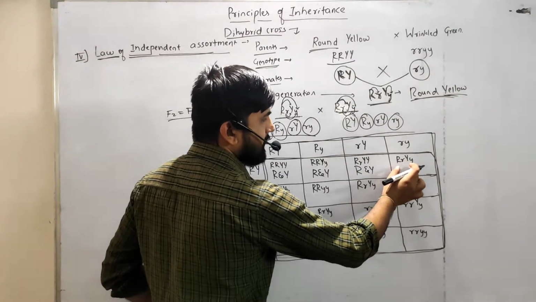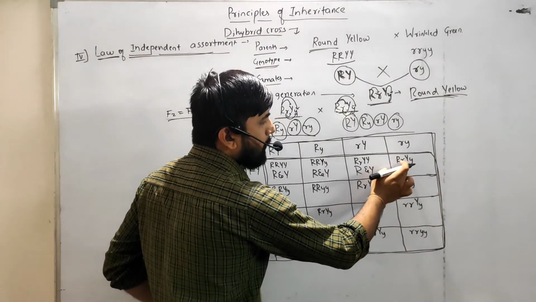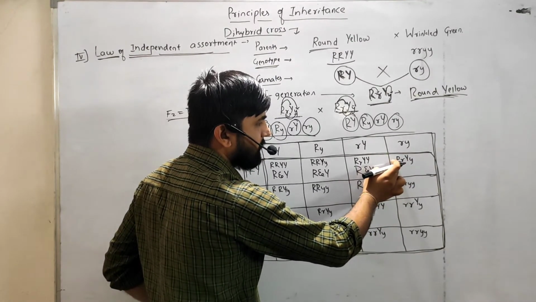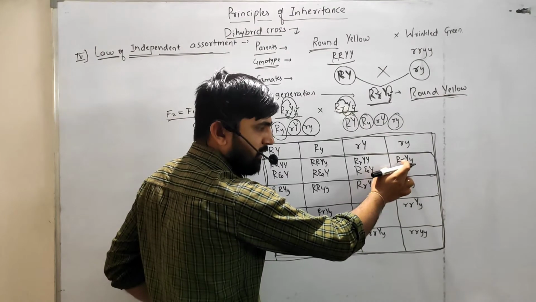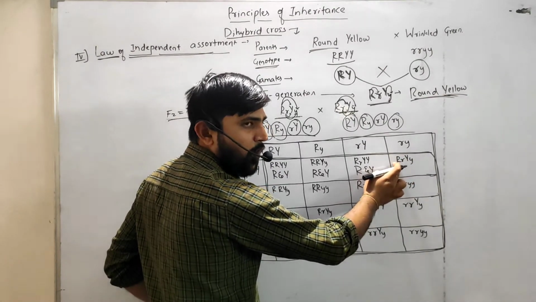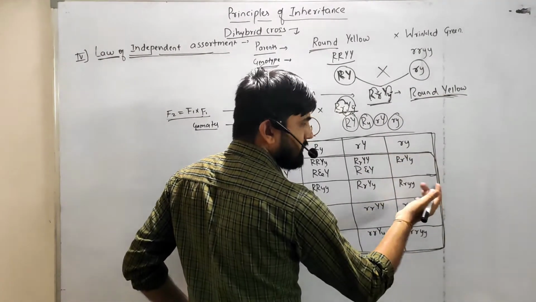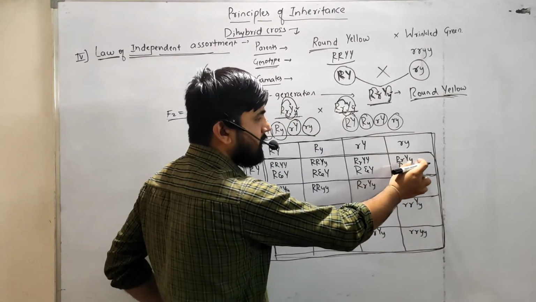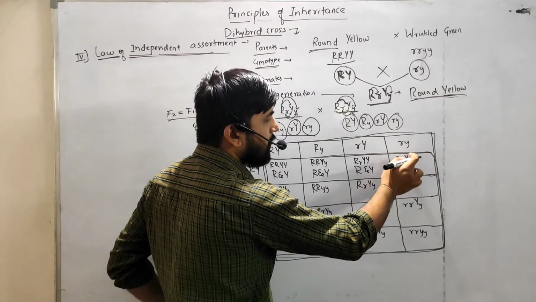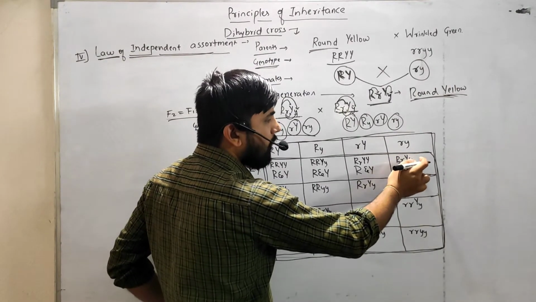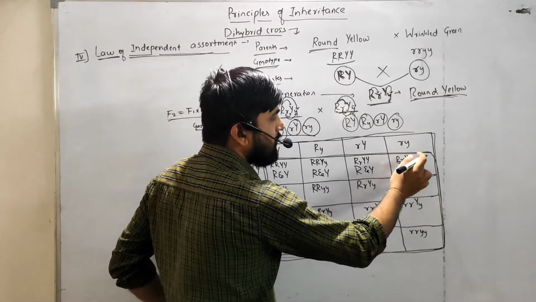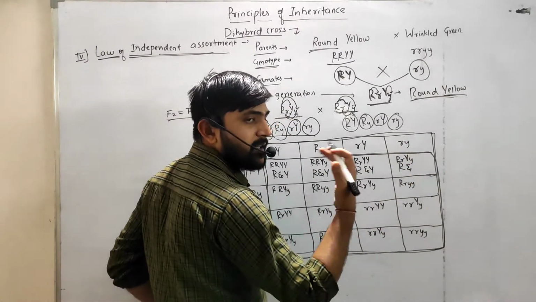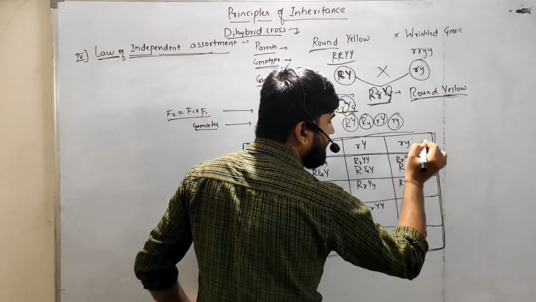And in this case, capital R is dominant over small r. Capital R represents the round shape and small r represents the wrinkled shape. Here capital R is dominant, so it is expressed, meaning round. And capital Y, small y, same case, these are in heterozygous condition. Capital Y represents the yellow color and small y represents the green color. Capital Y is dominant over small y, meaning capital Y expresses its character. That is round and yellow.